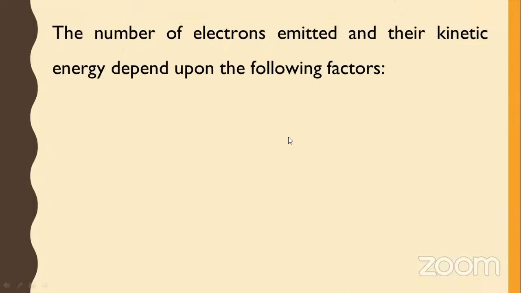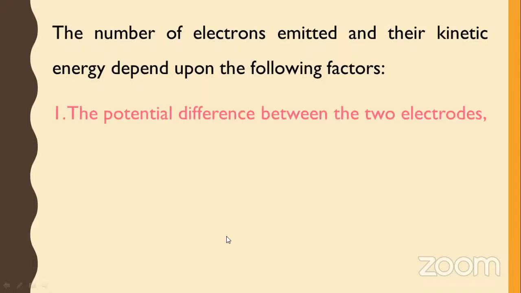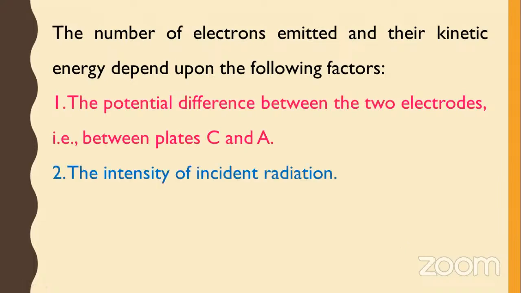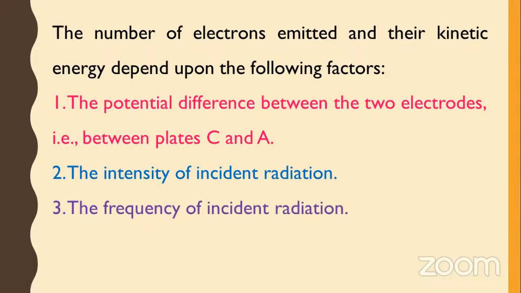The number of electrons emitted and their kinetic energy depend upon the following factors. One is the potential difference between the two electrodes. Another is the intensity of the incident radiation, and also the frequency. If we change the frequency, different types of electrons are emitted. Sir, how do you change the frequency of the light?